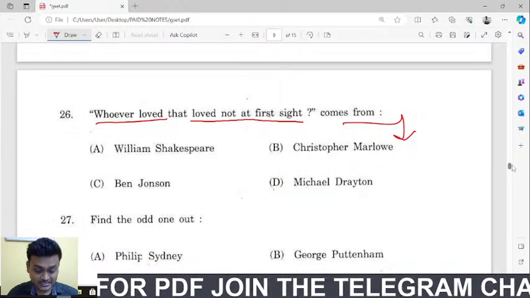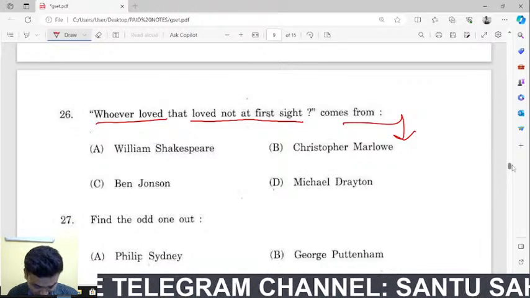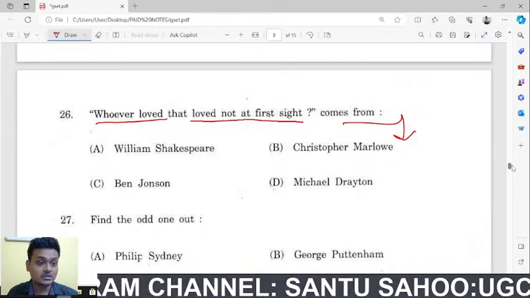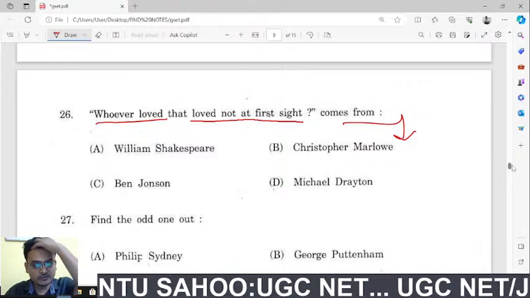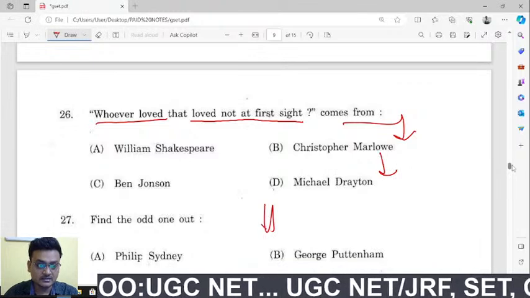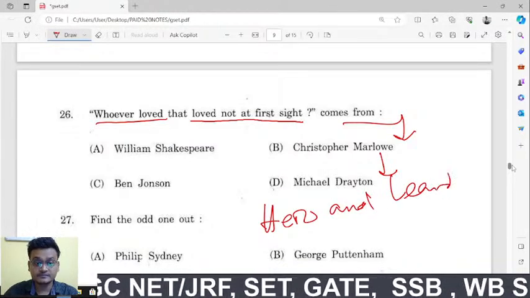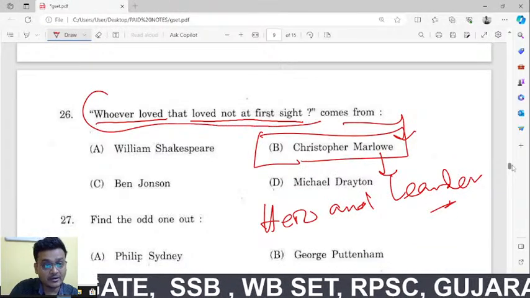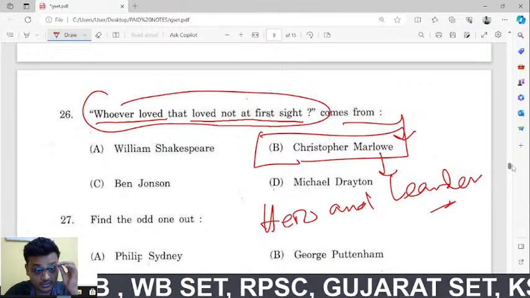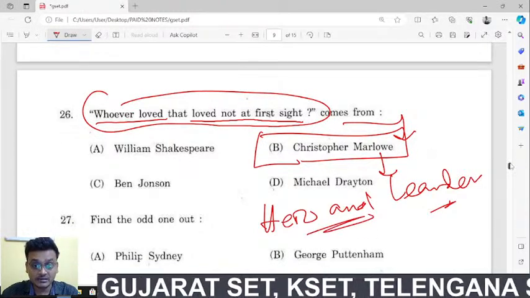These lines are from Christopher Marlowe's Hero and Leander. Christopher Marlowe is the right answer. Whoever loved that loved not at first sight. These lines come from Christopher Marlowe's Hero and Leander. Will you remember that?